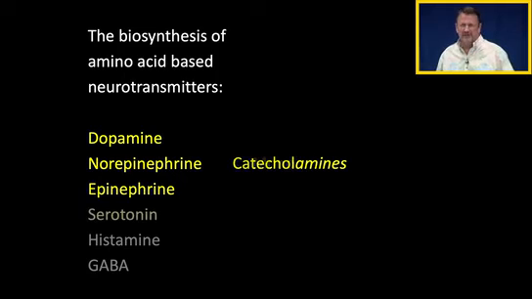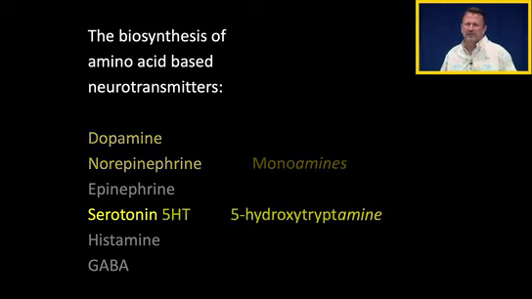Those are the catecholamines. These are the monoamines. Sometimes we call dopamine the monoamine because it is, but when we talk clinically about the monoamines in mood disorders, we're talking about norepinephrine and serotonin. All right, so remember, it's dopamine, norepinephrine, and epinephrine that are the catecholamines. It is serotonin and norepinephrine that are the monoamines, and dopamine technically is too.